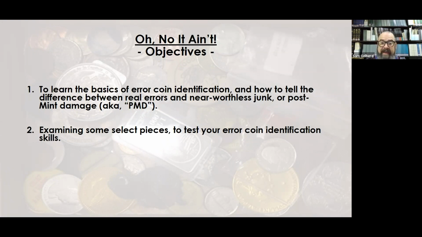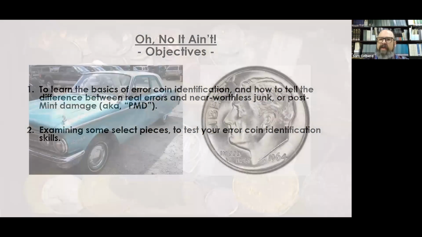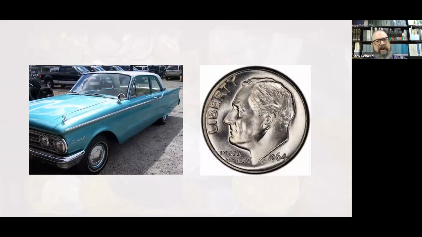I'm going to be going over the basics of what a real error coin is and what damage is on a coin, and the difference between the two of them. We'll be reviewing a concept called PMD, or post mint damage. Very important to understanding what a real error coin is. And we'll also be looking at plenty of both so that you know the difference, real error coins and just damaged pieces. So we'll be going relatively quick through a lot of slides, so please bear with me. And of course, as Logan said earlier, if you have any questions, please hold them to the end. We will address them all.